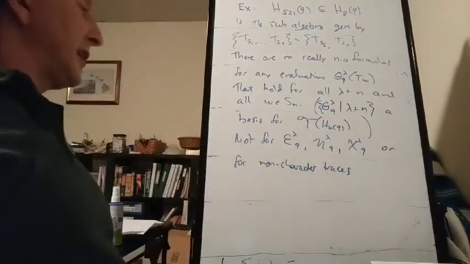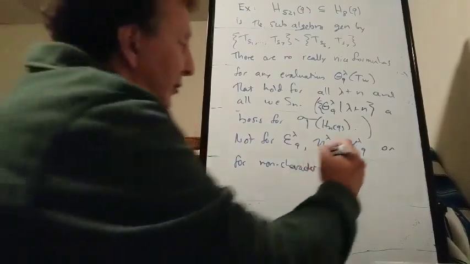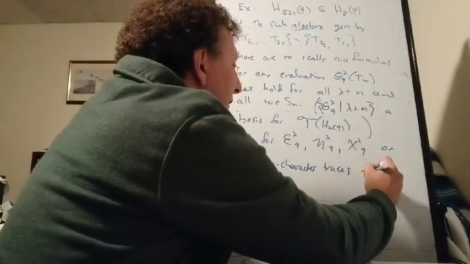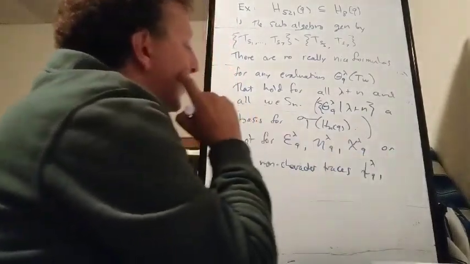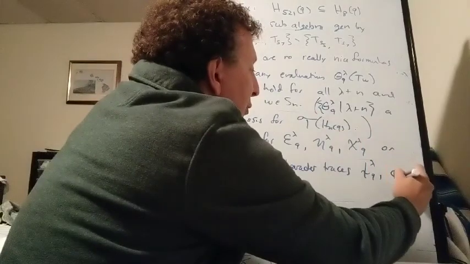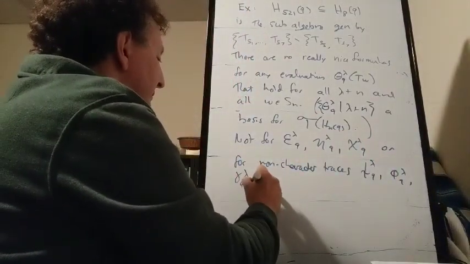So these traces are all characters. We don't have nice formulas for evaluating those or for the non-character traces. The q power sum trace, the q monomial trace, or the q forgotten trace.